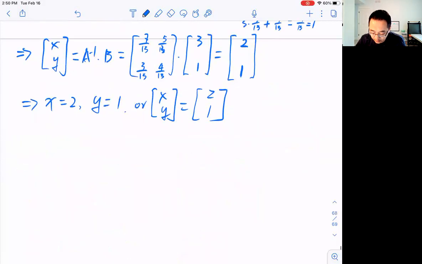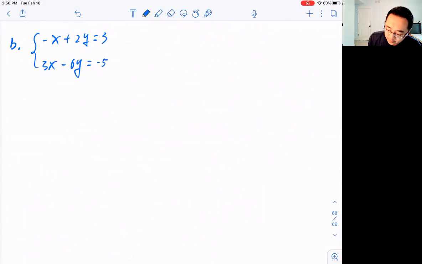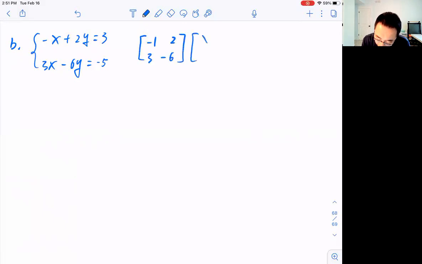Now, another quick example. Let's say you have a system of equations that is -x plus 2y equals 3, then 3x minus 6y equals -5, and use the same inverse matrix method to solve it. So first we want to change into matrix equation format. You have [-1, 2; 3, -6] times [x; y] equals [3; -5].